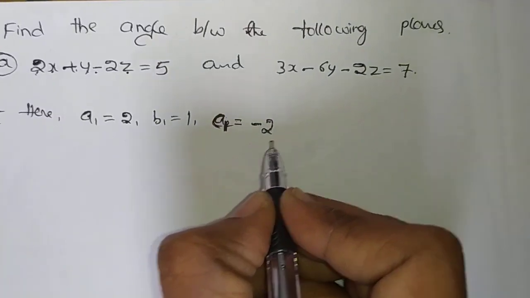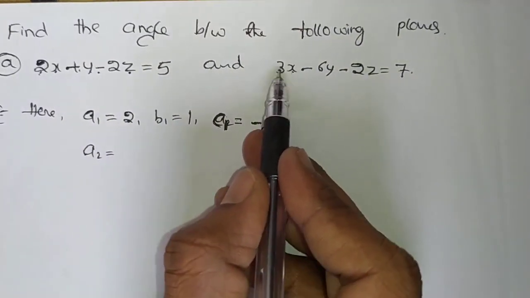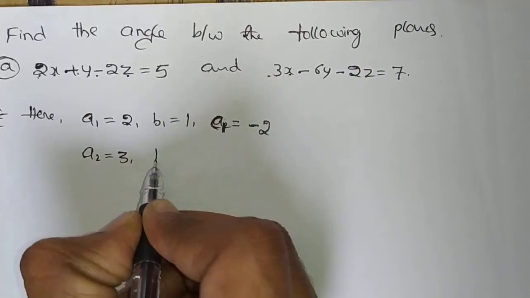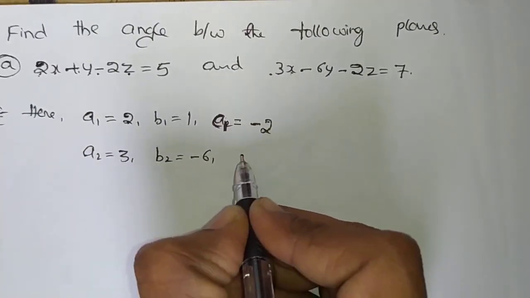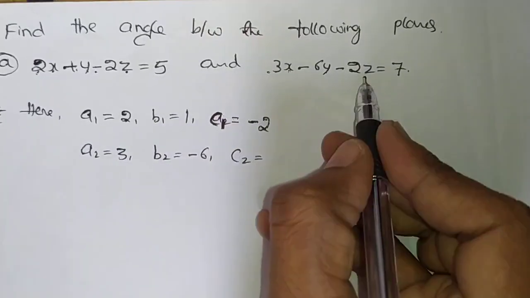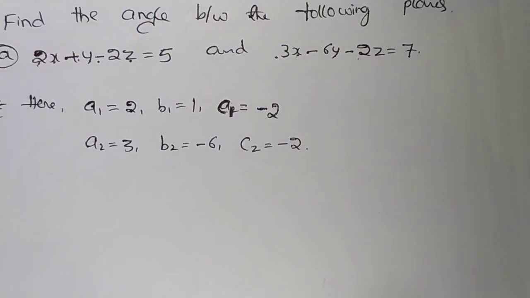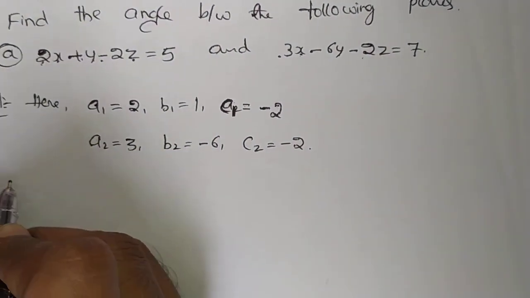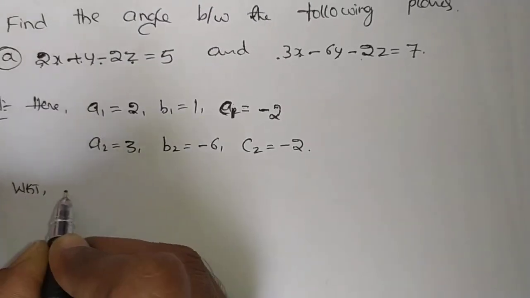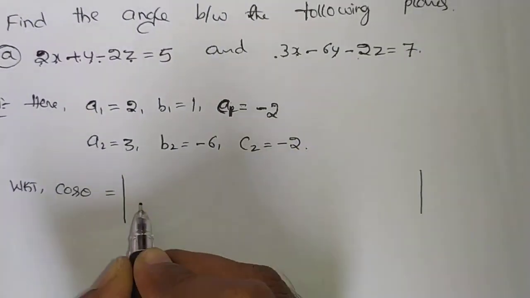Now what about a2, b2, c2? a2 is the x coefficient, plus 3; b2 is the y coefficient, minus 6; c2 is the z coefficient, minus 2. Okay, so we have a1 b1 c1 and a2 b2 c2. Now write down the formula. We know that cos theta equals, what is the formula?